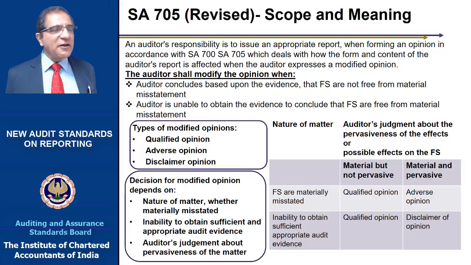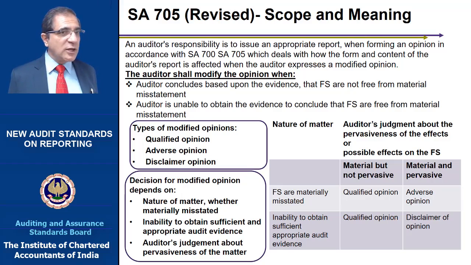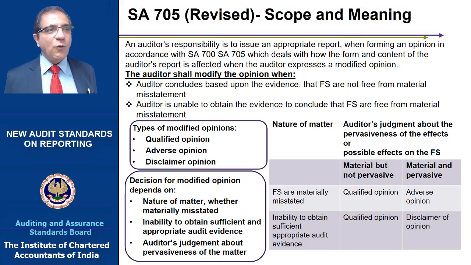Coming to 705, which is a revised standard, and it relates to modifications in the audit report. I keep on citing the word modification in the audit report. Very loosely we use the word qualification at times. As mentioned earlier, qualification is one kind of modification. There are three different types of modification. One could be a qualified report, one could be a disclaimer of opinion, and one could be an adverse opinion.